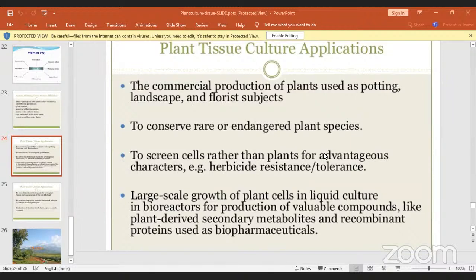And the production of transgenic plants by transfer of foreign genes is dependent on plant tissue culture. So these are the different types of tissue culture applications, and some are given.